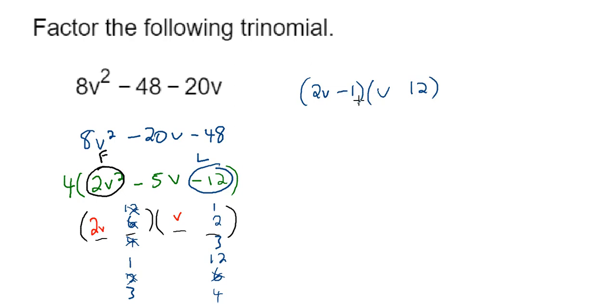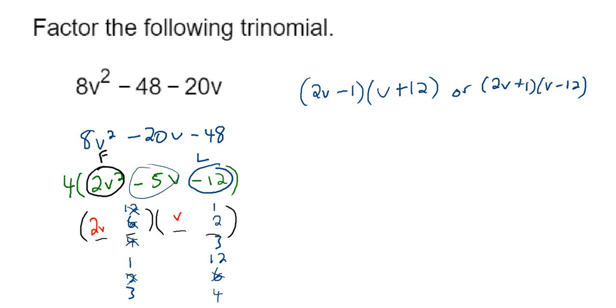And I don't know why I put minus 1 there first. We need it to multiply to negative 12. So one of them does need to be negative. So I could choose for the negative 1, or for the 1 to be negative. But then the 12 would have to be positive. So negative 1 times 12 gives me the negative 12. Another possibility is it could be 2v plus 1, and then v minus 12. And you'll just have to check either one to see which one gives you the negative 5v in the middle.